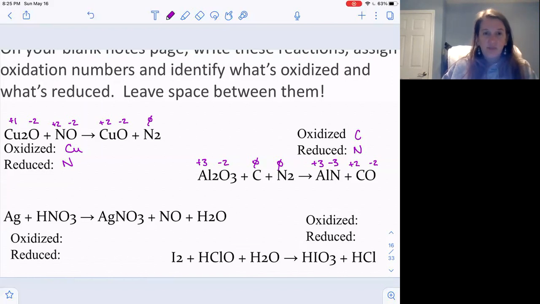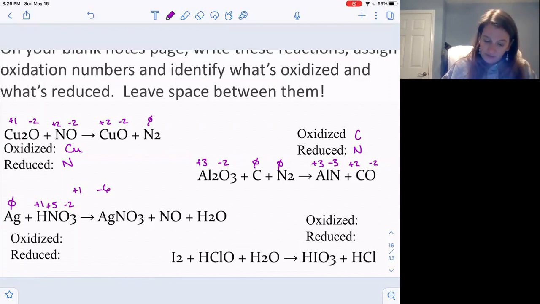Let's look at the silver example here. I see that this silver is by itself, so that's 0. I know that H is always +1, and oxygen is always -2. Now we've got to figure out what the oxidation number for this nitrogen is right in the middle. And that nitrogen is going to be a +5. Okay? Because we've got 3 oxygens that are all -2, so that's -6 total. With the hydrogen, we've got a +1, so that's why the nitrogen has to be a +5.